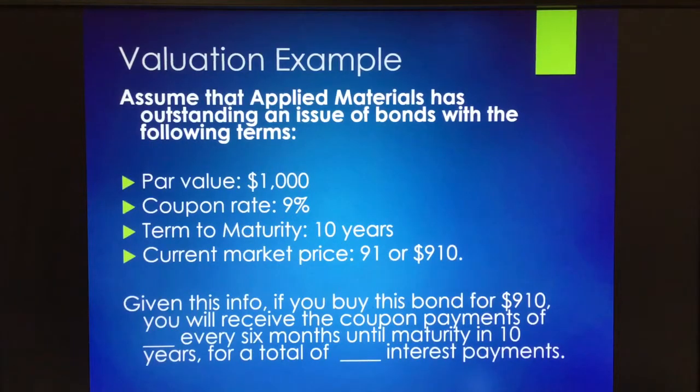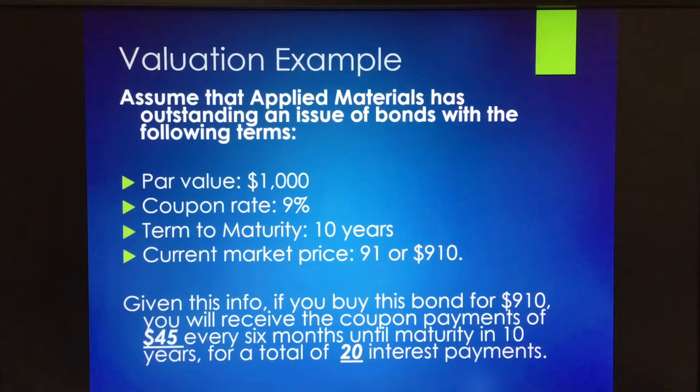Okay, given this information, if you buy this bond for $910, you're going to receive the coupon payments of, let's see, 9% times 1,000, that's 90, but it's payable every 6 months, so it's equal installments, semi-annual installments of $45 until maturity in 10 years for a total of 20 interest payments. So you just want to keep in mind, regardless of what the problem might say, you're going to assume that the standard arrangement for corporate bonds is for semi-annual interest payments. Notice here that coupon rate really is only used to determine the periodic, that is the semi-annual cash flows.